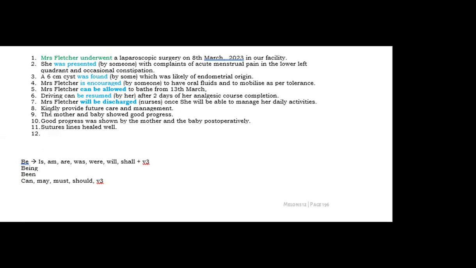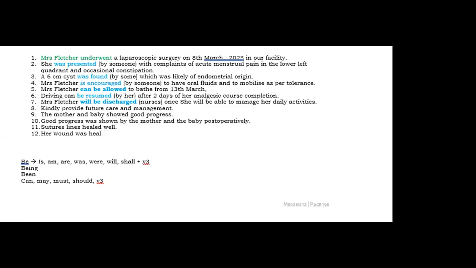So when it is active to active, don't try to convert that into passive voice. For example, she fell down. "She was fallen down" is completely wrong. Her wound healed. "Her wound was healed" is completely incorrect.